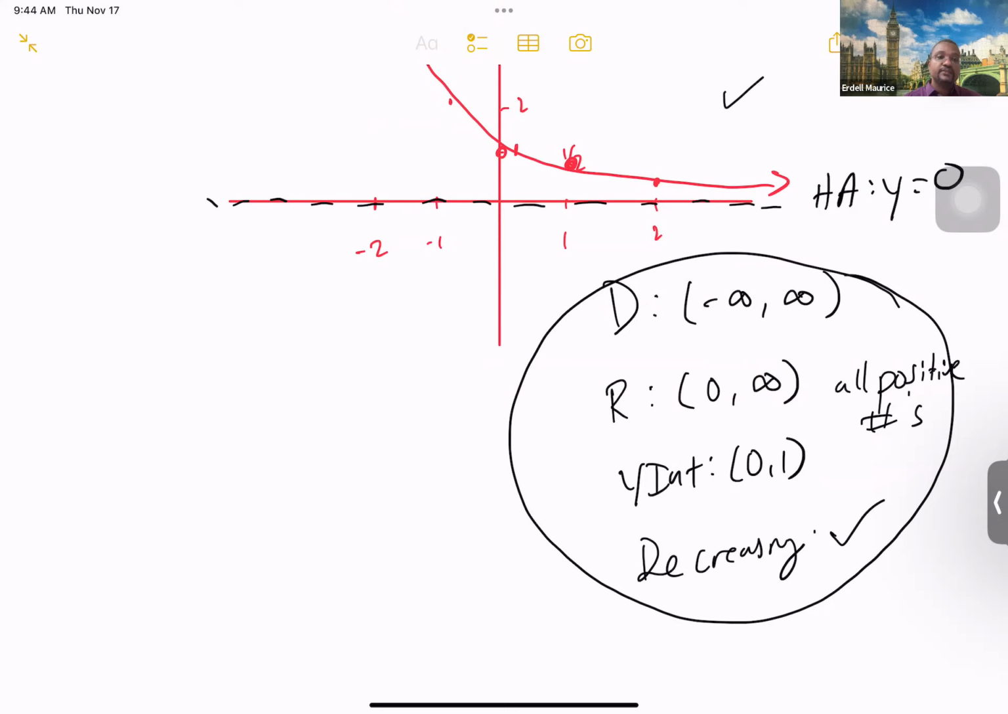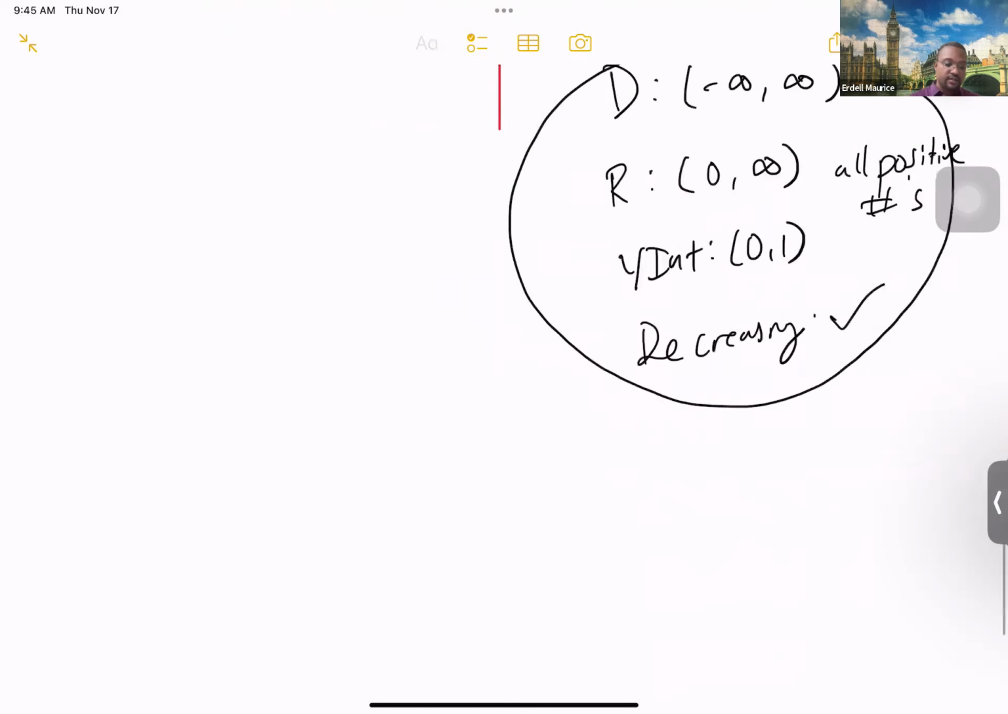Now, when push comes to shove, if you have a graph and you're trying to think, you just need to line up the table of values, right? Just create a table of values. And of course, that will always take you to the right graph.